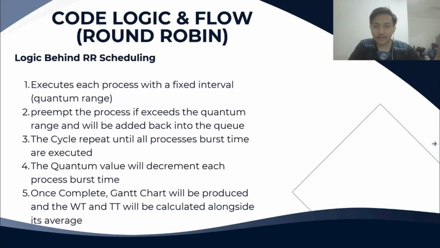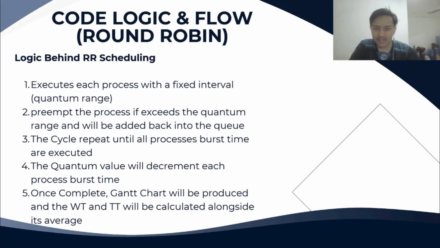Starting off, I will be explaining the code logic and flow of the round robin scheduling. First, the scheduling will execute each process within a fixed interval, which in this case is called the quantum range. The process will be preempted if its burst time exceeds the quantum range, and the process will be added back into the queue. The cycle will be repeated until all of the process burst times have been executed.